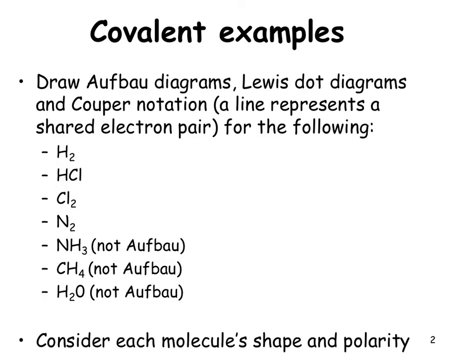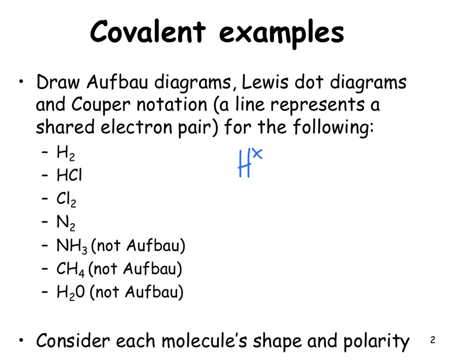So, what we're going to do now is draw Lewis diagrams. We're actually not going to draw the orbital diagrams, they take too long. But we are going to draw Lewis dots and Couper notations, and I'll show you about Couper notation in a second for each of the following. Couper notation involves a line representing the shared pair. So let's go with hydrogen.